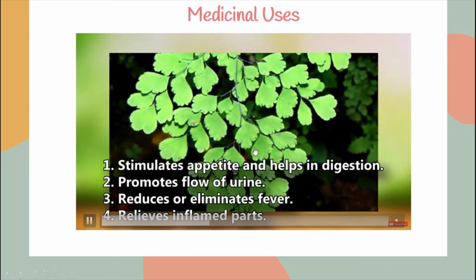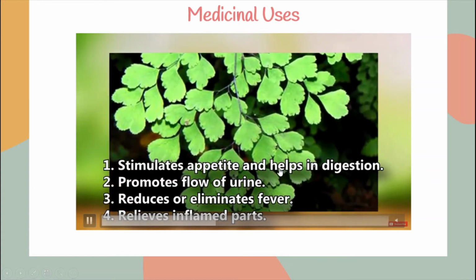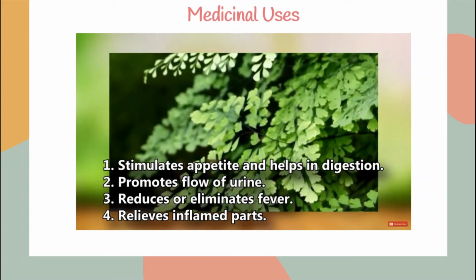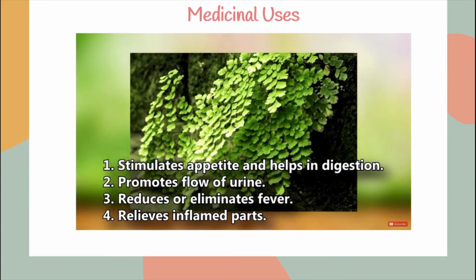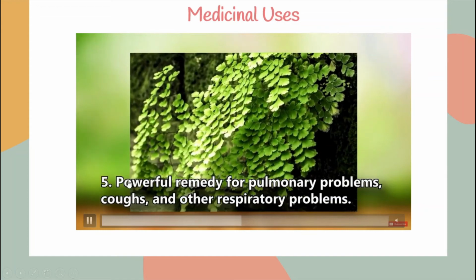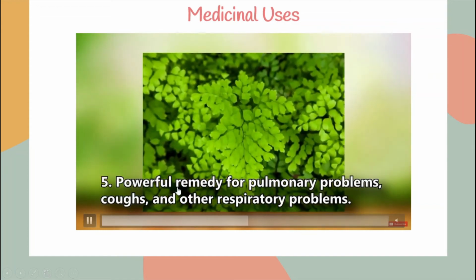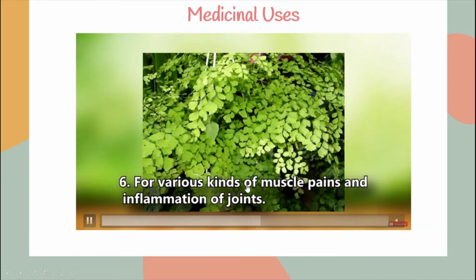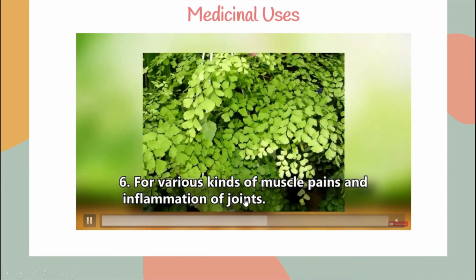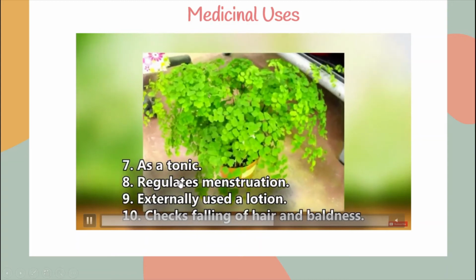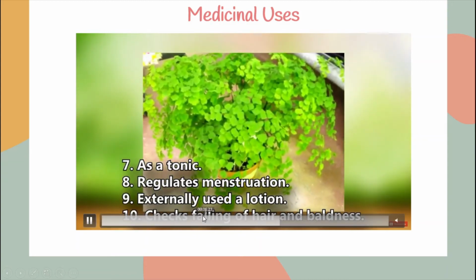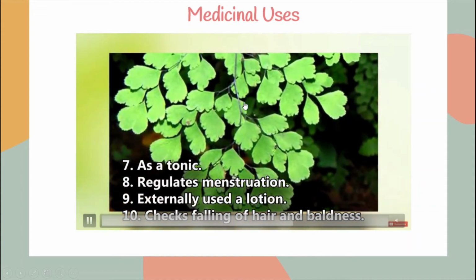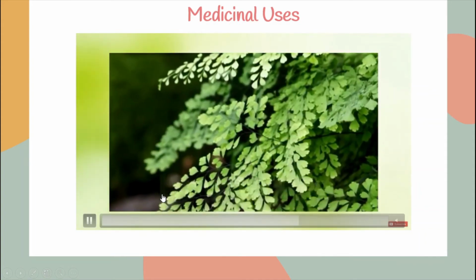For the medicinal use, firstly it stimulates appetite and helps in digestion, promotes urine flow, reduces or alleviates fever, and relieves inflamed parts. Next, it is used as a remedy for pulmonary problems, cough, various kinds of muscle pains, and inflammation of joints. It is also used as a tonic, to regulate menstruation, and as a solution for hair and baldness. So from one single fern you can get ten benefits.